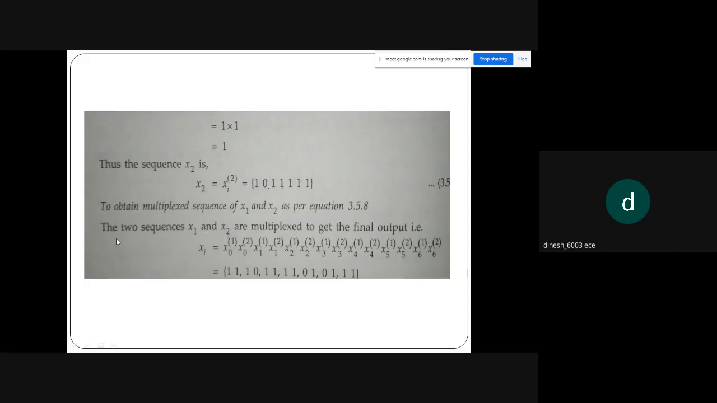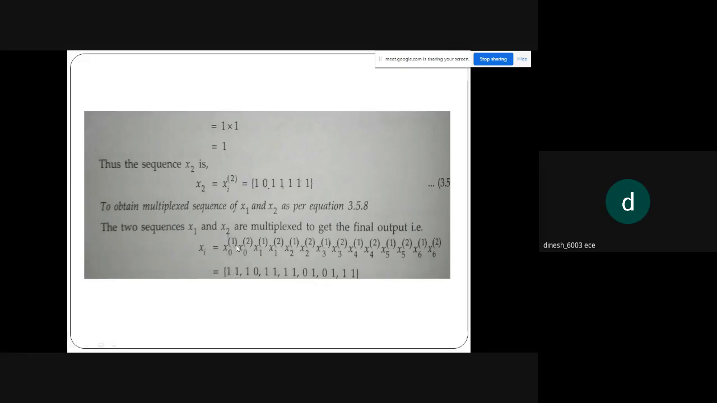Now we need to write both of these two sequences to get the final output. So how do we write it: x0 of 1 and 2, x1 of 1 and 2, x2 of 1 and 2, x3 of 1 and 2, x4 of 1 and 2, x5 of 1 and 2, x6 of 1 and 2. So write it in pairs. Okay, write it in pairs.